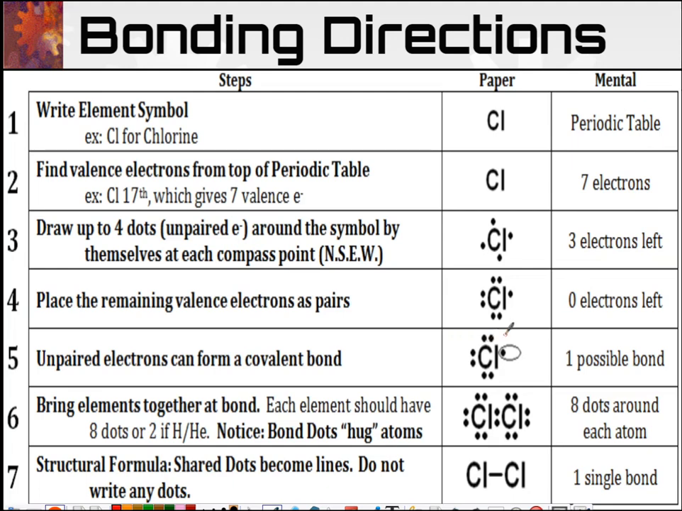Unpaired electrons can form a bond. There is 1 bond possible. Keep that in my head. I put the other element there. The bond dots should hug their atoms. Notice they're in tight little squares. Each element should have 8 dots, except for hydrogen and helium, which only need 2.